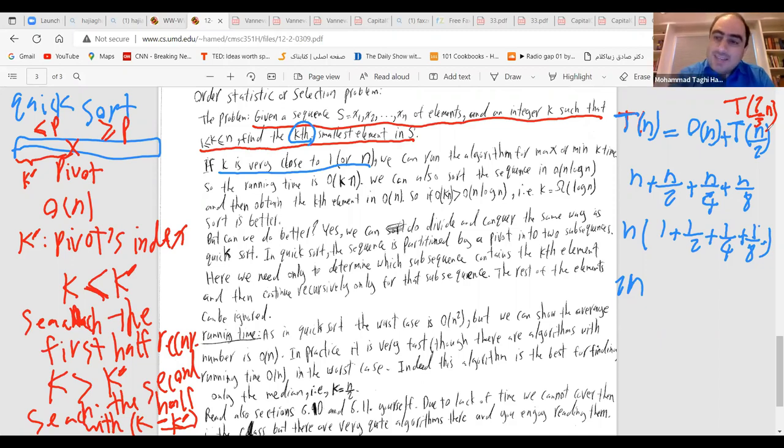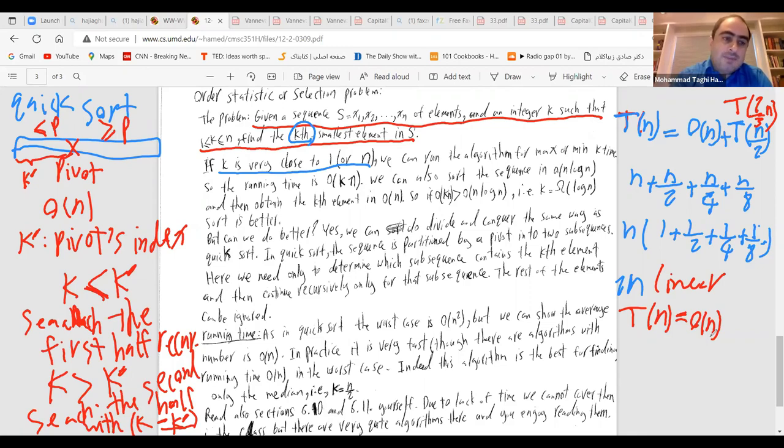However, one bad case would be like this. So that would be good: in that case, we have a linear algorithm, which is very good. That's the best that we could get. However, there's another case that can be the bad case, which can be the case T of n is equal to order n.